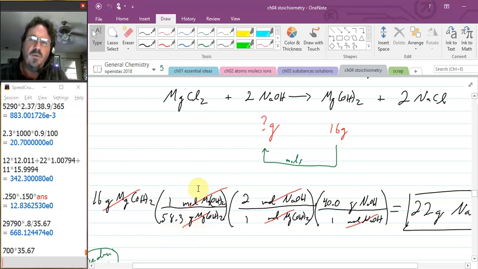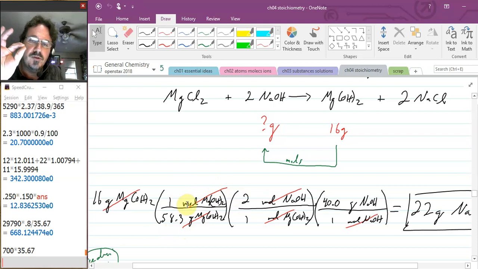And so I've done that, and we've done that for many chapters now. How do I convert 16 grams of magnesium hydroxide to moles of magnesium hydroxide? I use the formula mass. I've got 1 magnesium, 2 oxygens, 2 hydrogens. Add that up, it turns out to be 58.3 grams. So I'll put grams of magnesium hydroxide on the bottom purposefully, so it'll cancel with these. Moles is what I'm converting to, so that goes on top. And then my numbers: 1 mole is 58.3 grams. At this point, I've made it to moles of magnesium hydroxide.